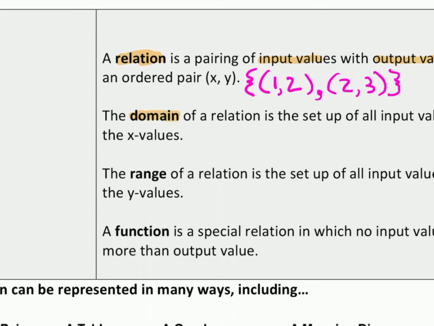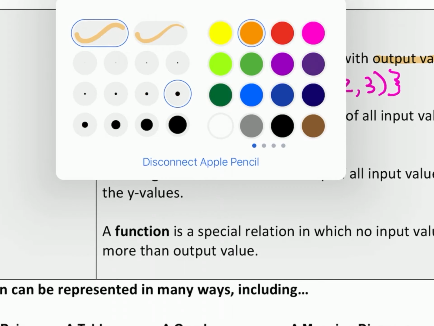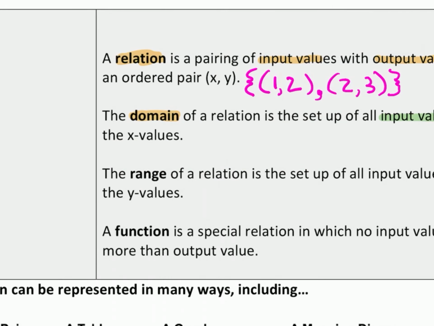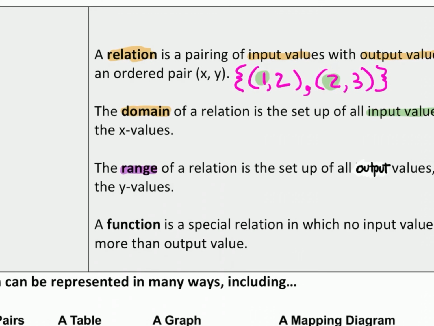A relation has a domain, which is the set of all of your input values. Often we think of these as the x values in our ordered pair. It also has a range, which is the set of all of your output values or your y values. So our range on this one would be 2 and 3, domain would be 1 and 2. Functions we will get to in a minute.